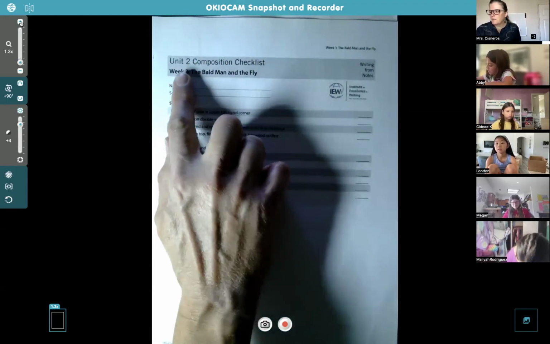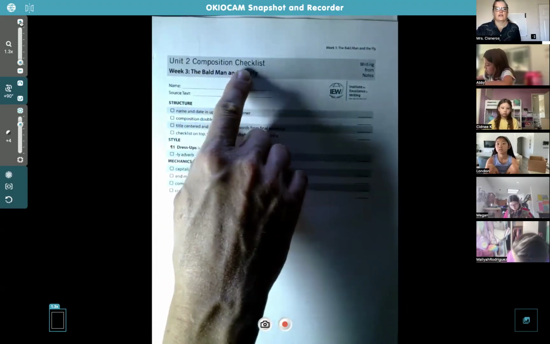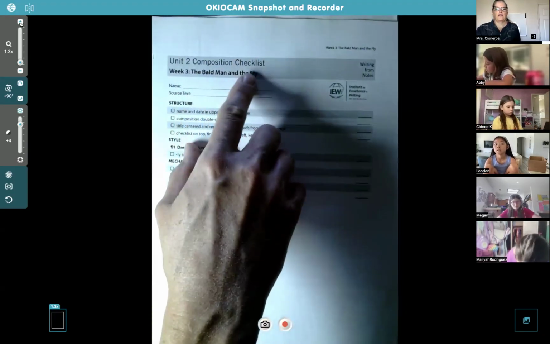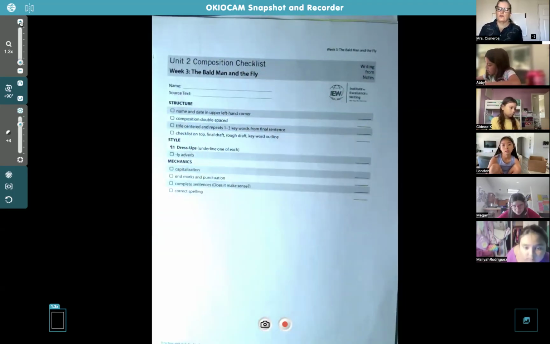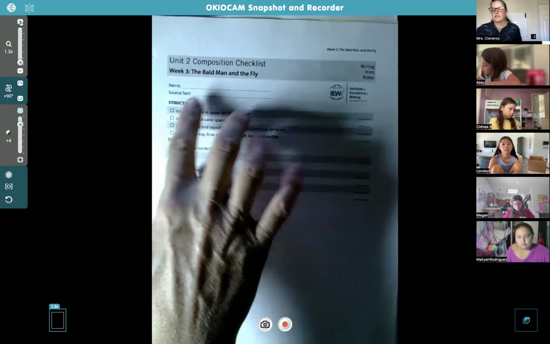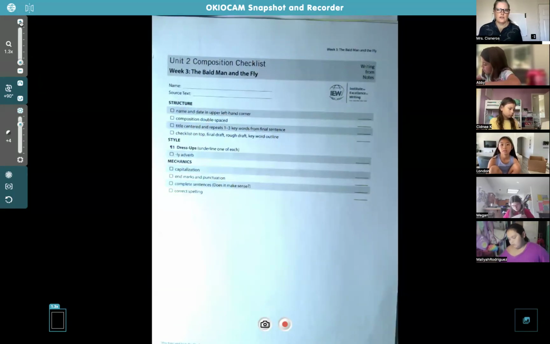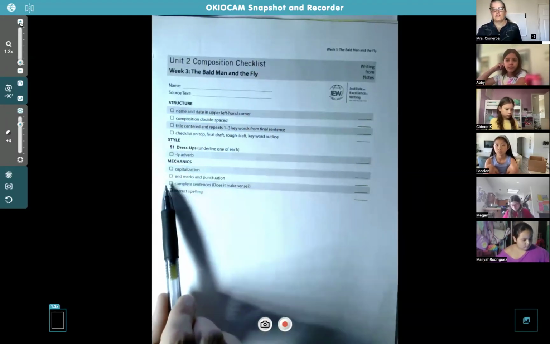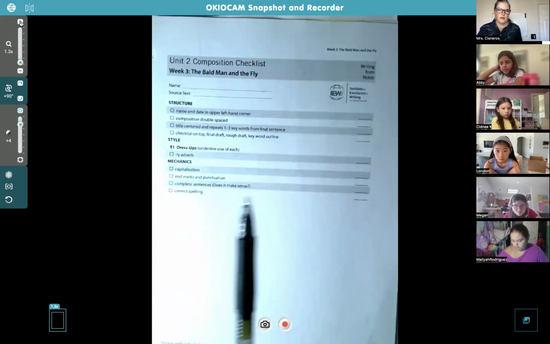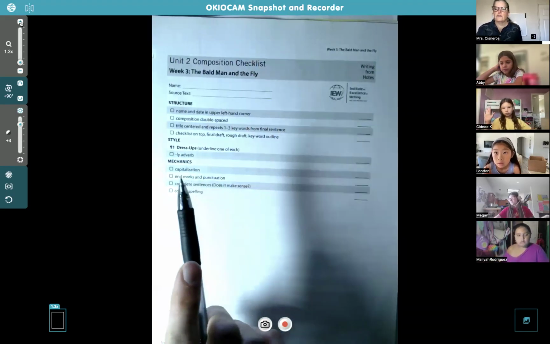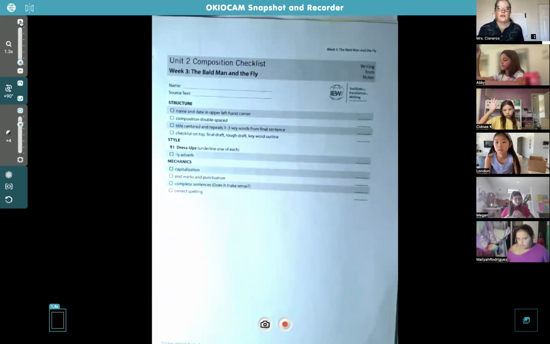And you'll see at the top, it says Unit 2, Composition Checklist, Week 3, The Bald Man and the Fly. So this goes with the Bald Man and the Fly. There's a spot for your name, so you can put your name on there. And the source text, you don't have to worry about that right now, but that's for the name of the story. And then what I really want you to focus on, these little tiny boxes. You see those boxes on there? Those are for you to actually put a check mark in. But here's the thing. You have to do the thing first. And then after you do it, then you put a check in there.